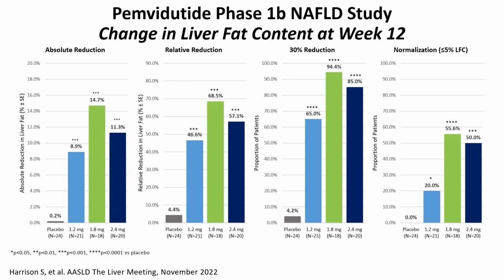And then if you look at the percentage of patients that achieved that 30% relative fat reduction, the majority of patients were able to achieve this at almost 95%. And what was interesting also is that about 55% of patients were able to normalize their liver fat and have less than 5% liver fat at the end of the 12 weeks of treatment.